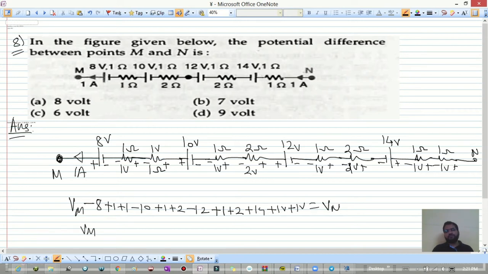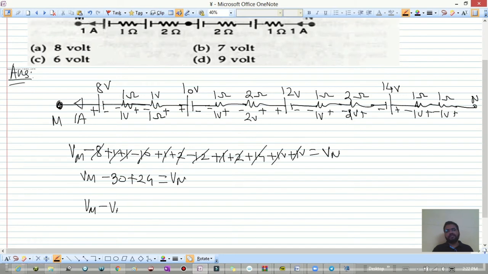Chalo, so Vm, this is minus 8, minus 10, 18, minus 20, minus 12, that is 30, right? This is 30, so minus 30, 1, 2, 3, 5, 6, 8, 9, 10, and 14 is 24. Plus 24 is equal to Vn, and if you just solve this, you will get Vm minus Vn is equal to 6 volt. So as you can see, the answer for this question is option C.